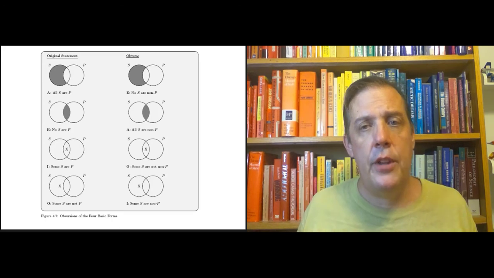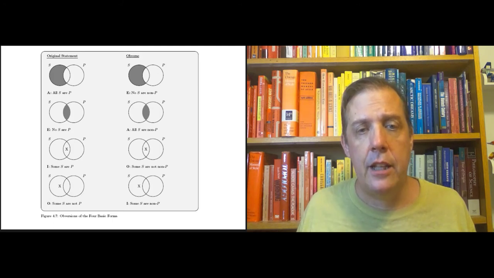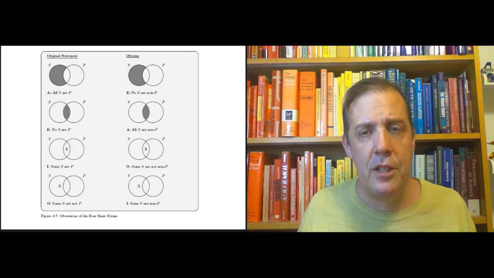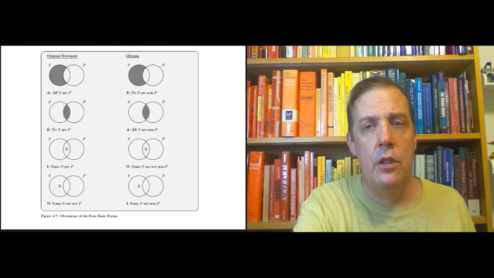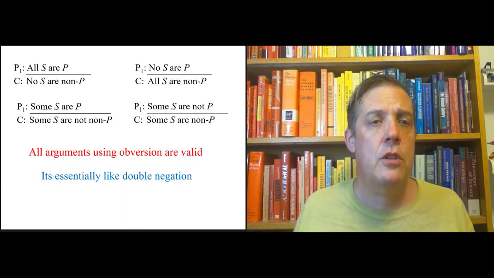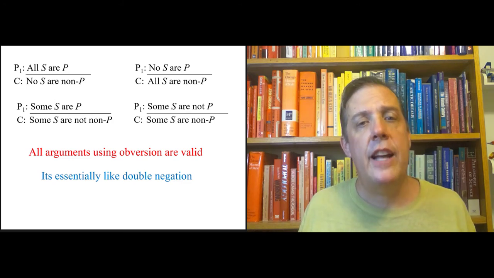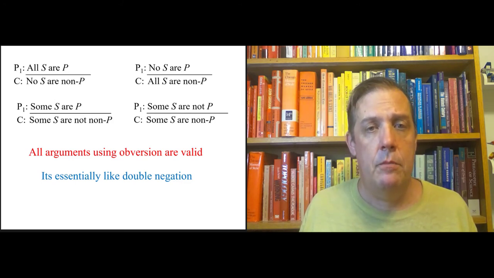And it turns out that this is true for all four kinds of statements. Obversion, changing the quality and then taking the complement of the predicate, always preserves truth value. So here are some arguments. All S are P, therefore no S are non-P. That is a valid argument.